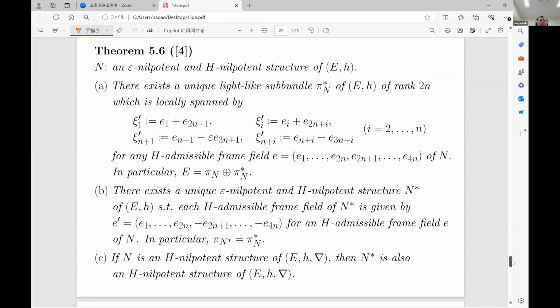In addition, we obtain this theorem. Let N be an epsilon nilpotent and H nilpotent structure of EH. Then there exists a unique light-like subbundle pi star N of EH of rank 2n, which is locally spanned by Xi1 prime, ..., Xi2n prime. These 2n local sections. Notice that these are plus and these are minus.